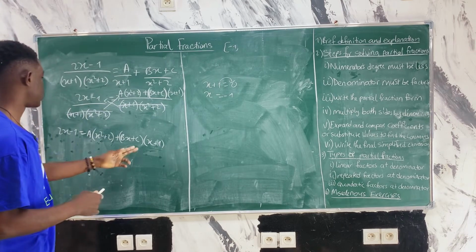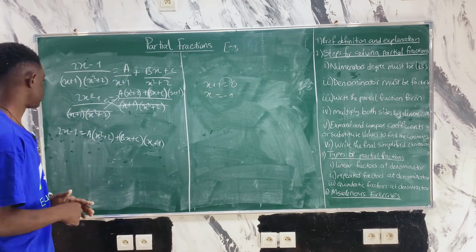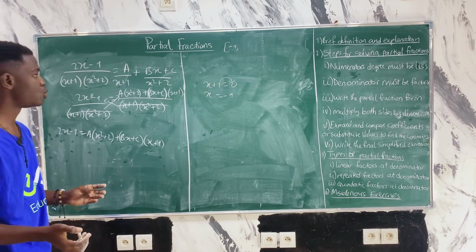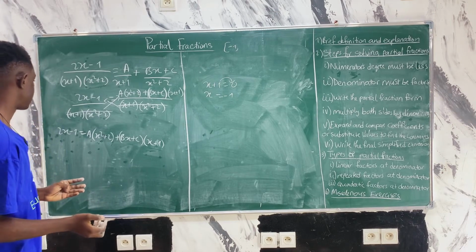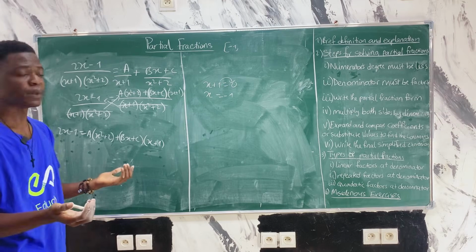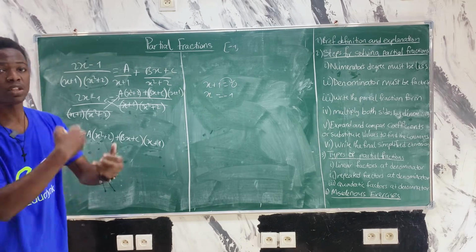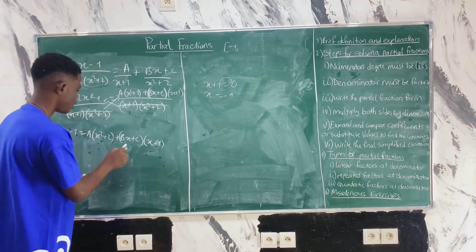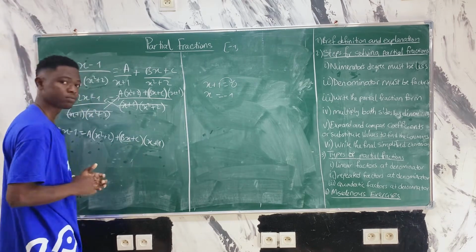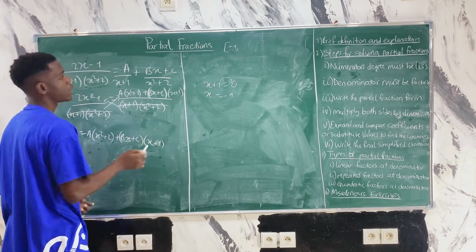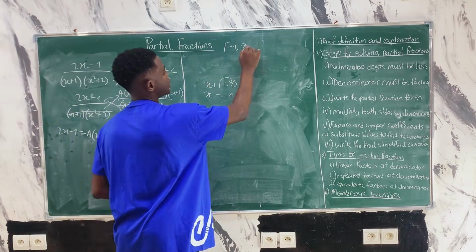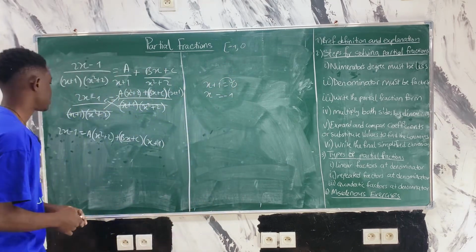But I need 3 values of x because I have 3 equations. So the second value of x that I'll use, I'll be tempted to use 0, because 0 is a value of x which is really easy to use. You can also see that 0 here will make this be 0. So I can use 0. That will be the second value of x that we use.